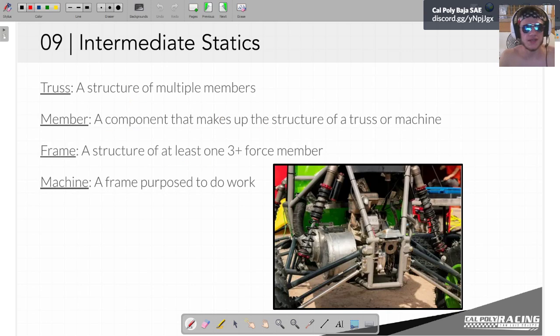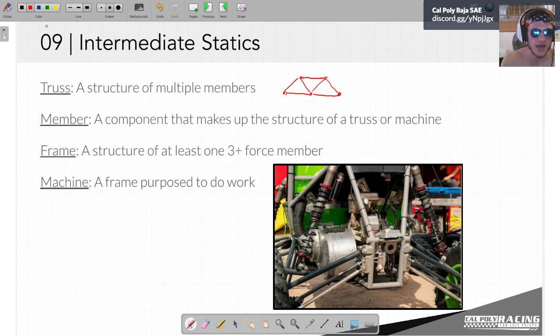So now let's get back to what we talked about last week. We introduced the idea of all these different types of structures. A truss is just a structure made up of multiple members. A lot of times people say that a truss is a structure made of 2 force members. So something like that would be a truss structure. You can almost always recognize a truss structure because it looks like a bridge. Our chassis is technically a 3-dimensional truss structure.